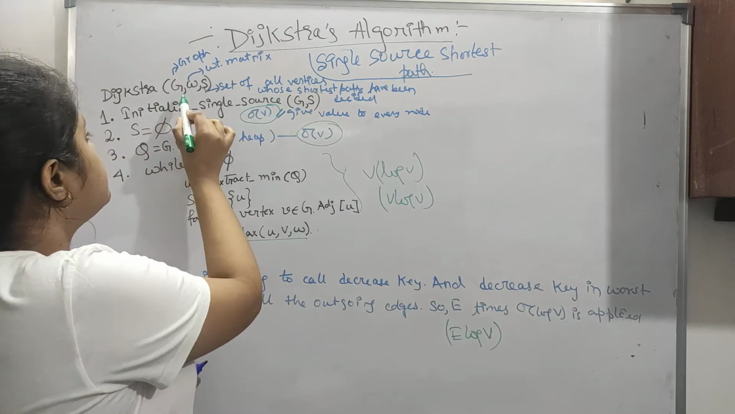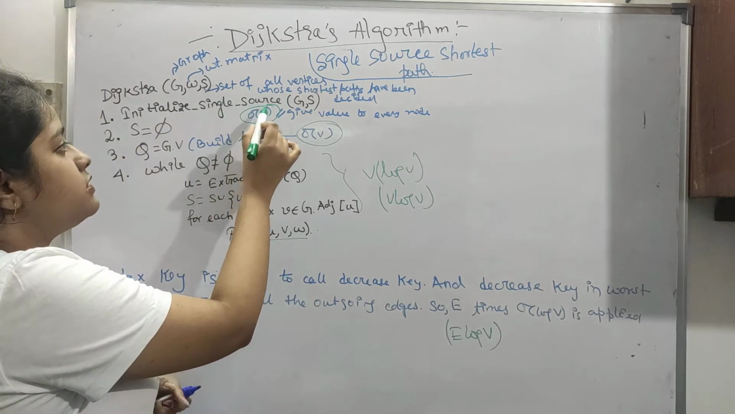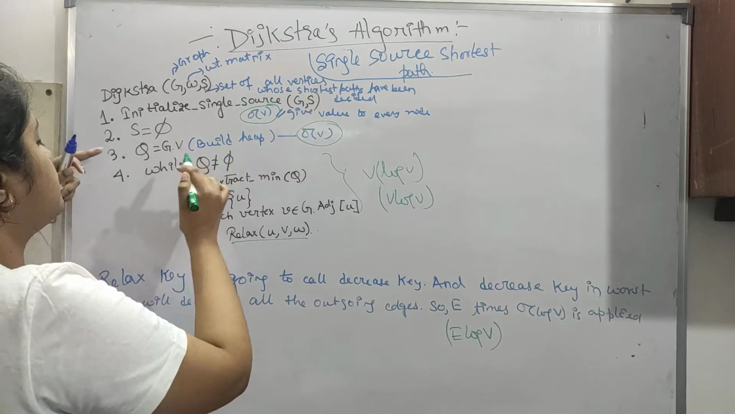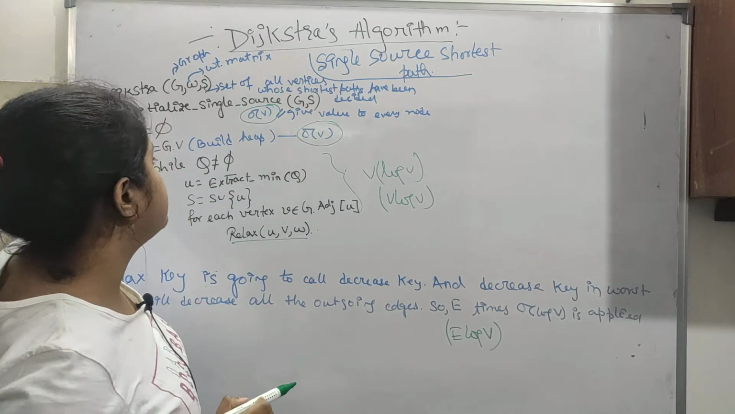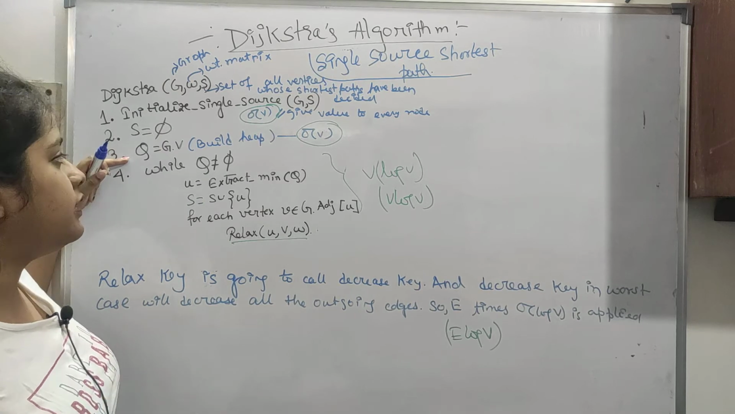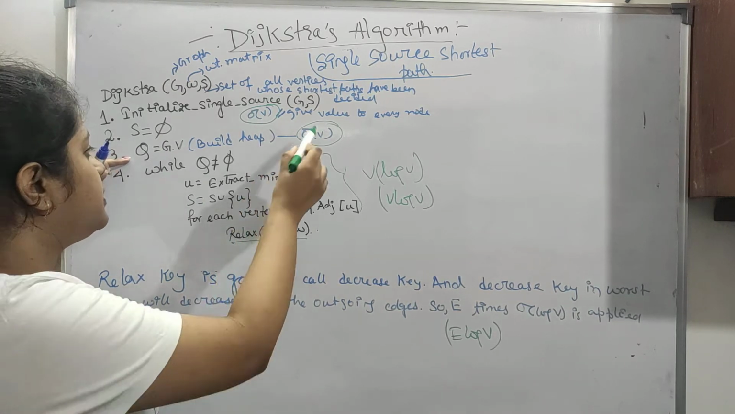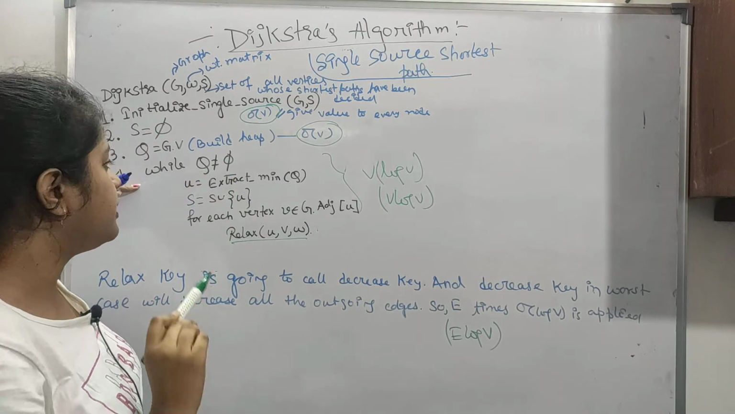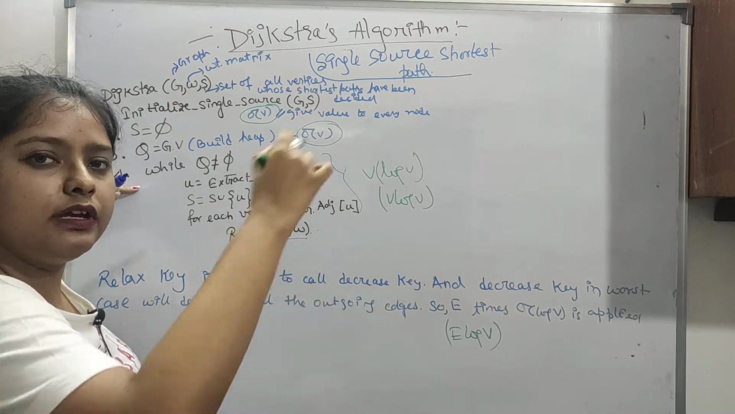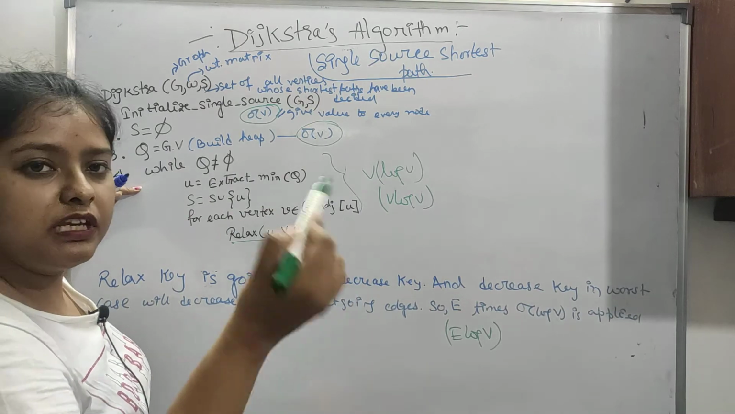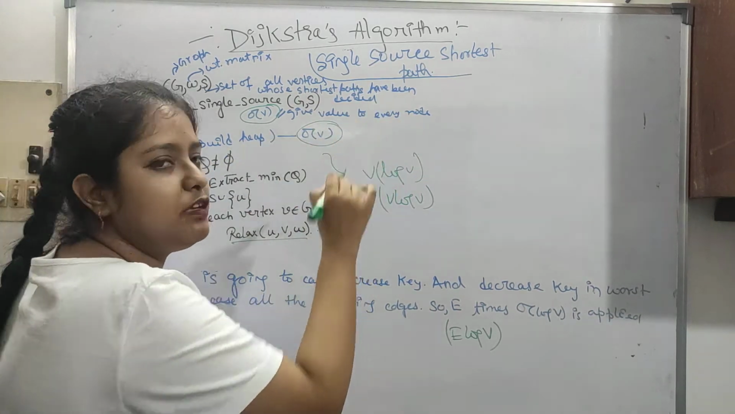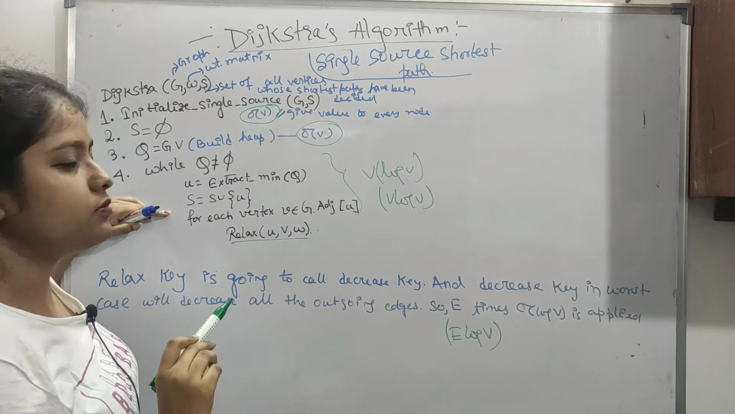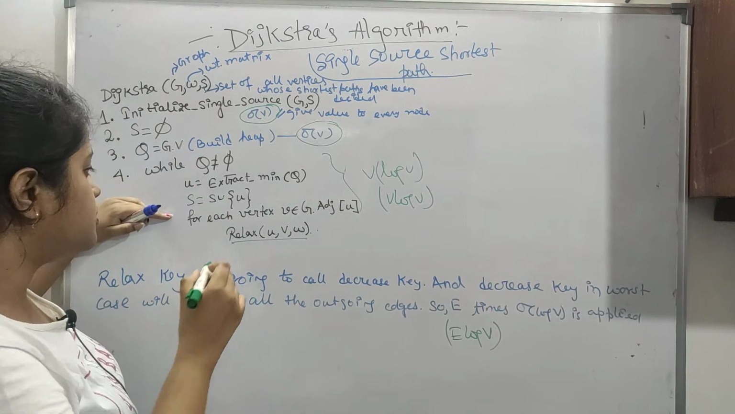Dijkstra(G, W, S): initialize single source (G, S). The source will always start with 0 only. Now we are going to build a heap, and the heap takes order of V time. While Q is not empty, we check the minimum again. We take the minimum element and extract it, and we add that to our source set.